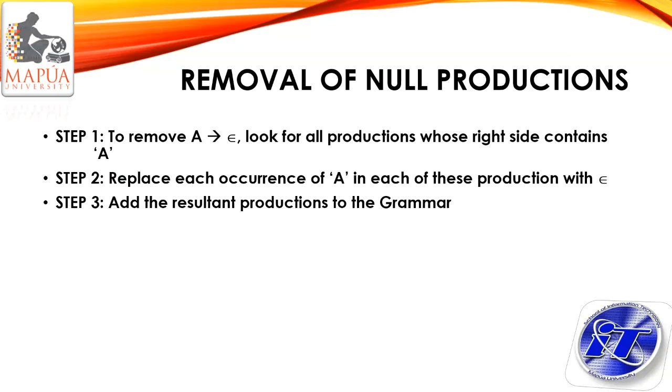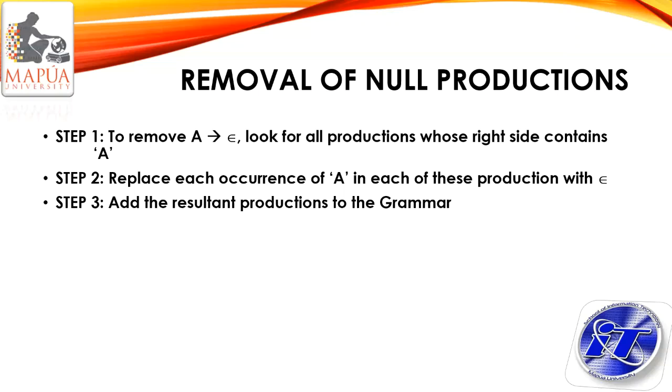Then step two, look for other production rules that are related to A, and then apply null to that rule. In applying null in that production rule, you could remove A from that production rule. How are you going to apply null? If we have two or more, we are going to consider all combinations of substituting null.